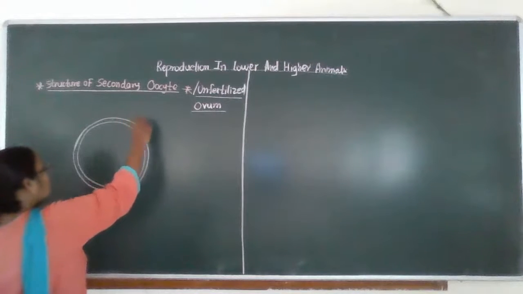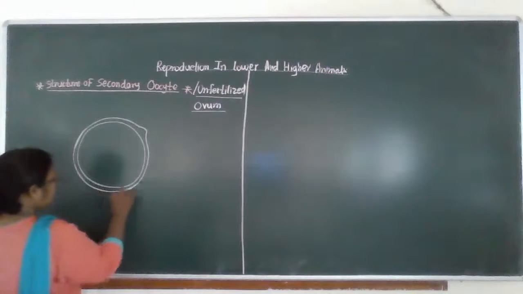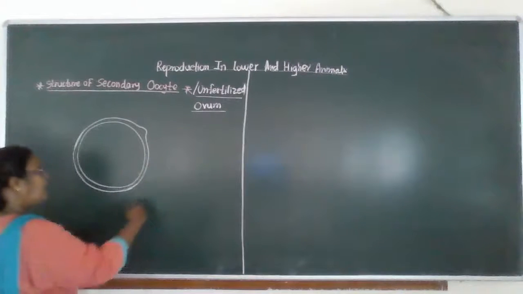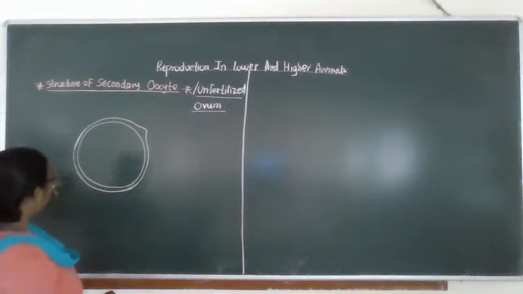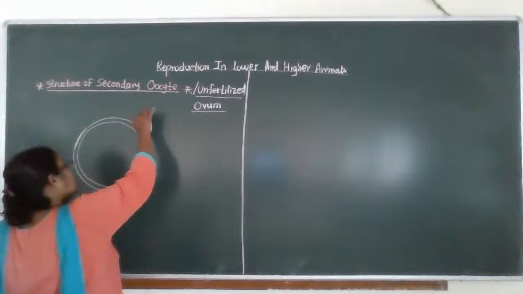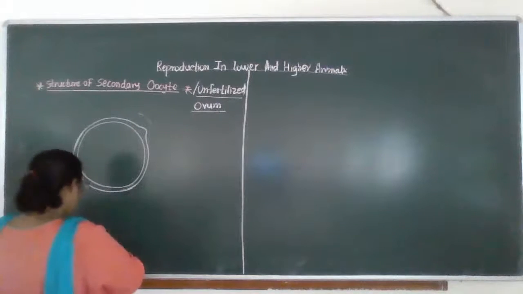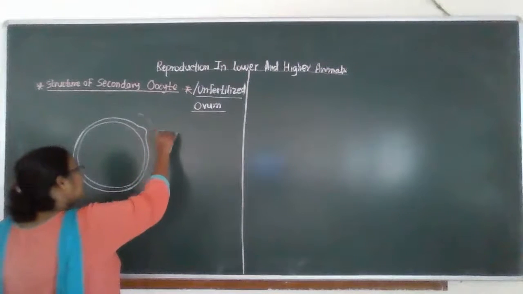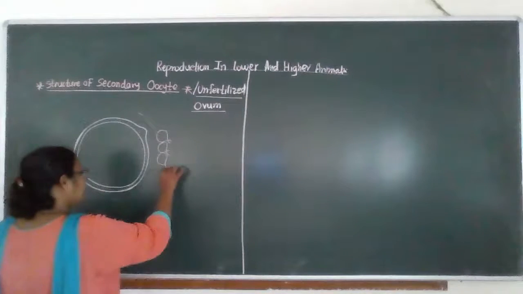I am not drawing anything here, as that is a transparent membrane. This is the zona pellucida. Just around the zona pellucida, the layer is covered by specialized follicular cells. These cells are called the corona radiata cells.